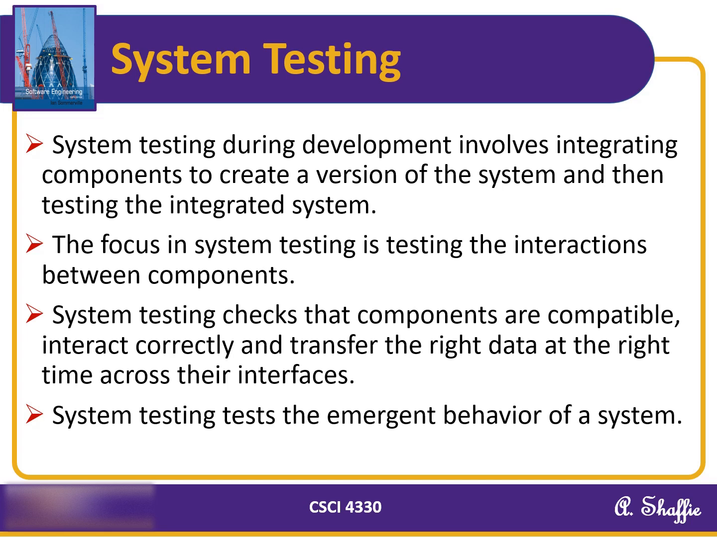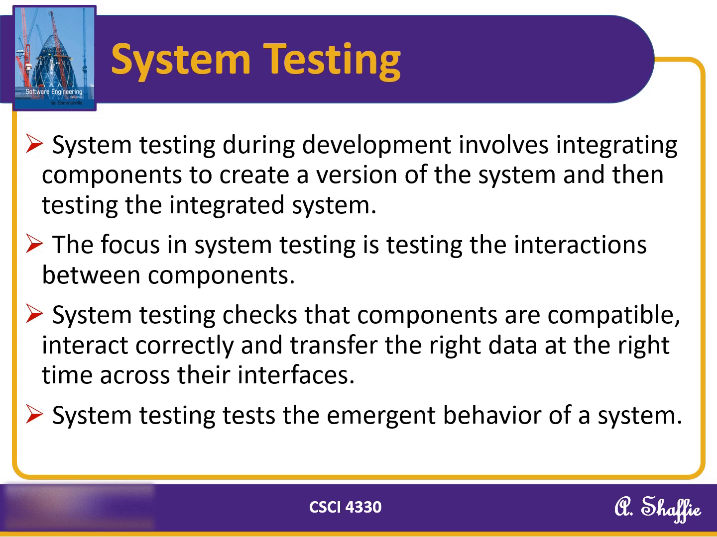The final testing activity in unit testing is system testing. This is where we integrate all the components together to create a working version of the system, and then test the entire integrated system as a whole. The main focus of system testing is to ensure that the components interact with each other correctly. It checks that the components are compatible, that they transfer the correct data at the right time across their interfaces, and that they work together as intended.